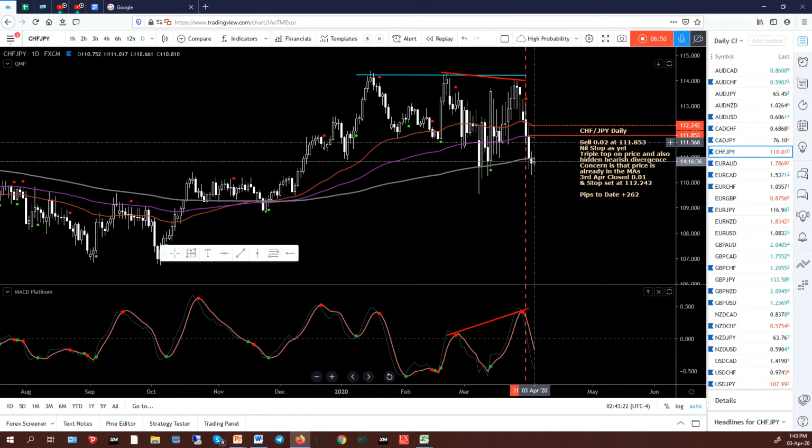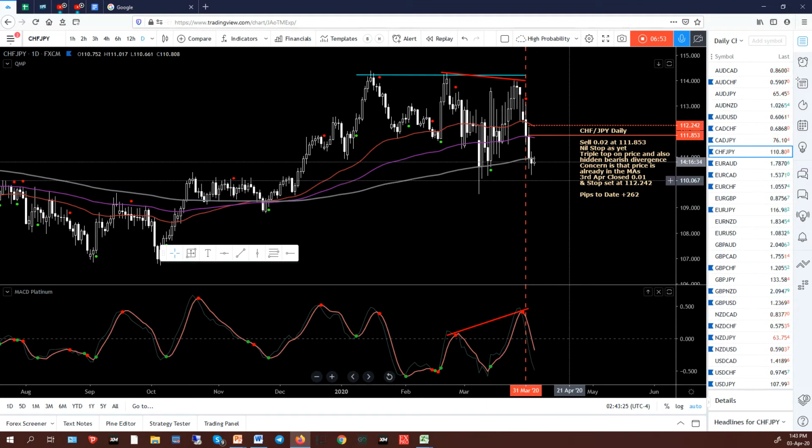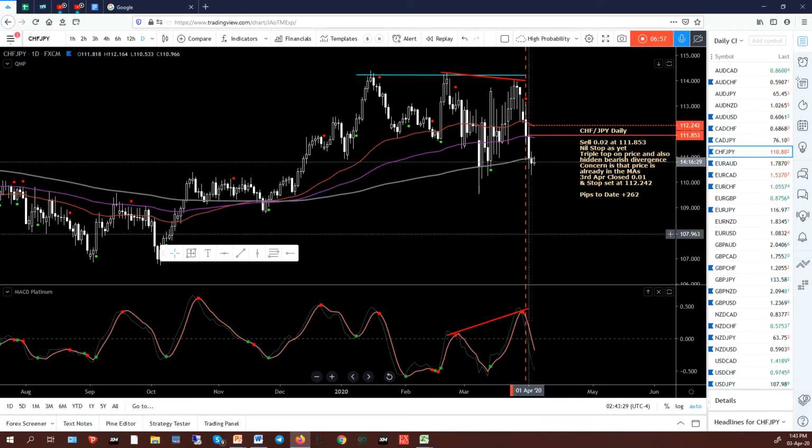Swiss franc, Japanese yen, another sell. I think I closed this morning. Yep, 3rd April, closed half. The reason I closed half of this sell trade is the MACD platinum is through the zero level. The orange brownie line, as soon as that goes through the zero level, that's a heads up for me. Something's got to be done.